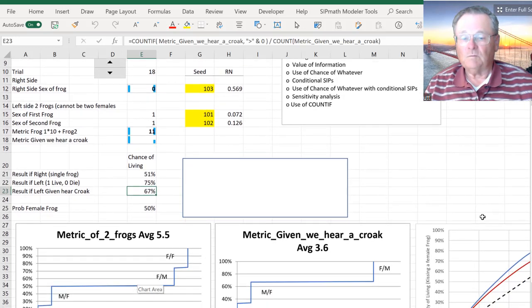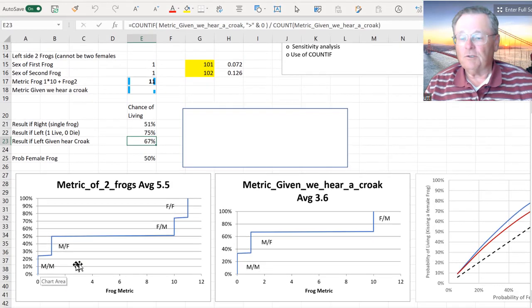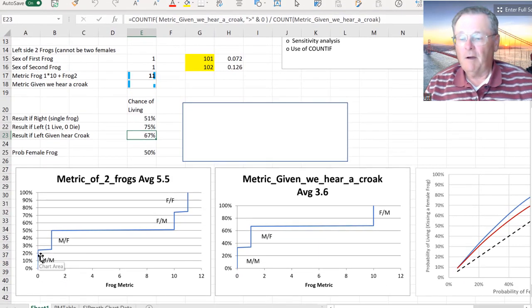Now, we can take this result and look at these distributions. Here it's 25% each for these 4 possible outcomes of male, female. And over here is the probabilities given we hear a croak. And you'll notice there is no female, female. In other words, an 11 over here. That's been eliminated.